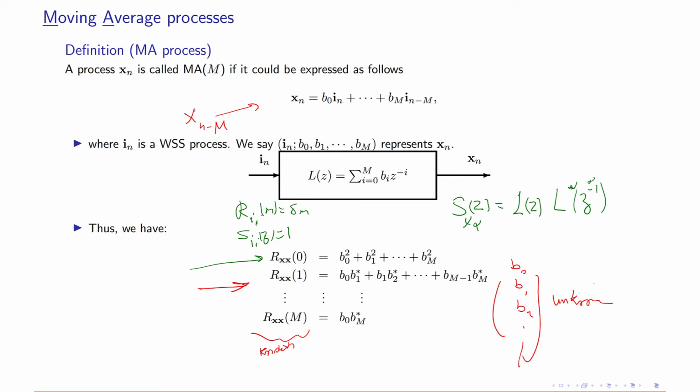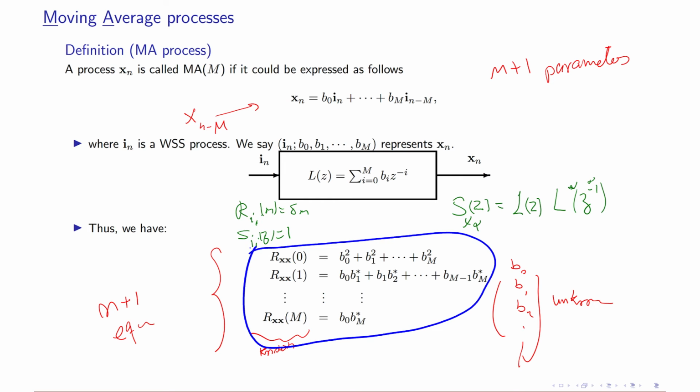Obviously, you have M plus 1 parameters here, and you also have M plus 1 equations. So the number of unknowns and equations are equal, and basically you should be able to solve it. But the challenge is that this set of equations is heavily nonlinear, and solving them is not an easy problem. So we cannot solve it easily.